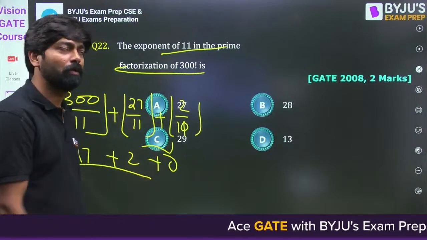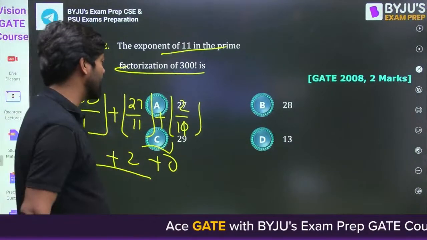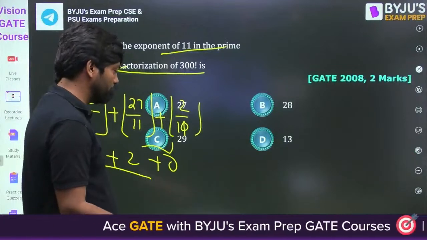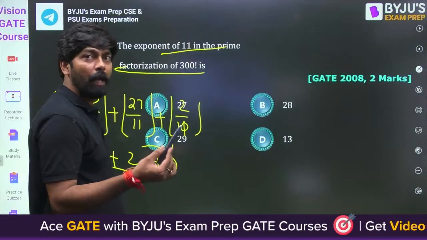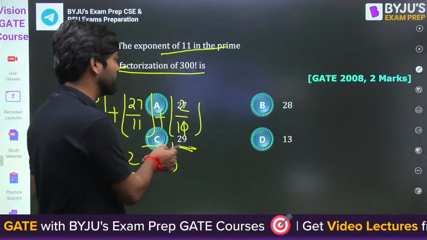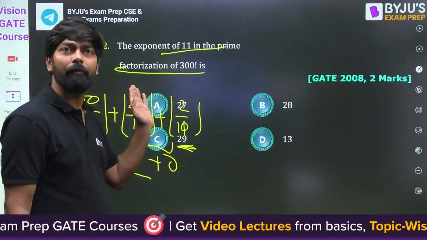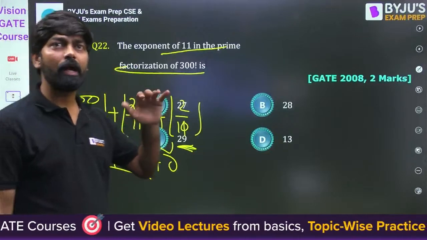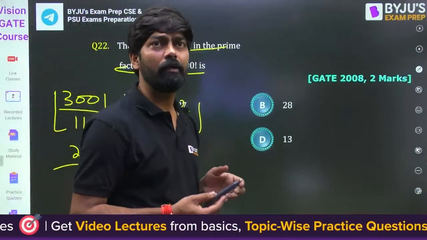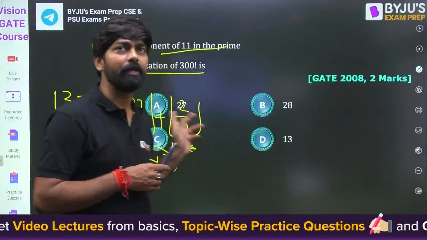Fine. So you can do, I think this is already covered in your aptitude part. So the answer will be 29. So C, 29, will be the right answer. Very simple, like 300 divided by 11. Fine. And we have factors like 121 and 242. So 2 more factors, so that's why we are adding 2.